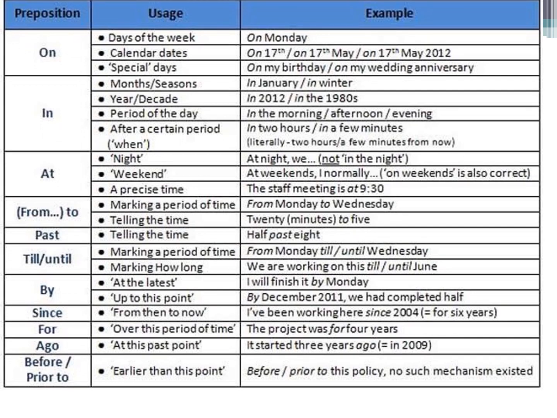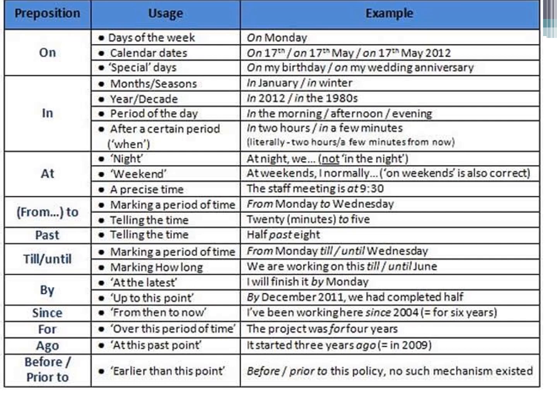This slide explains various prepositions and their usage with examples. First one is on. Here are some usages for this particular preposition. We can use on before the days of the week, for example, on Monday, calendar dates, on 17th, or special days, for example, on my birthday, on my wedding anniversary.